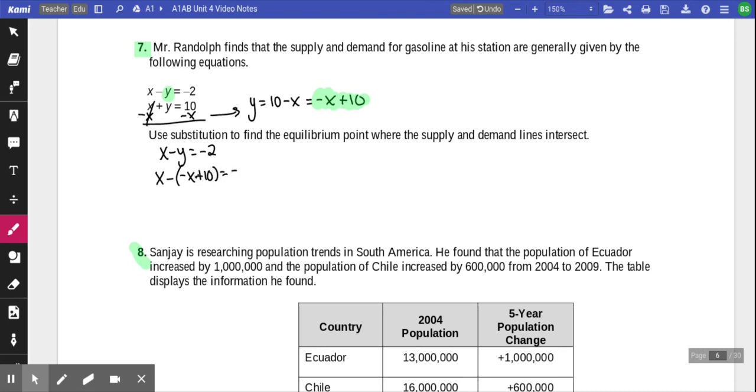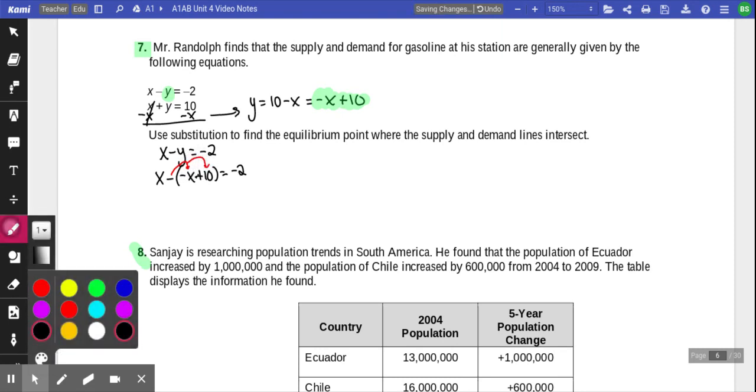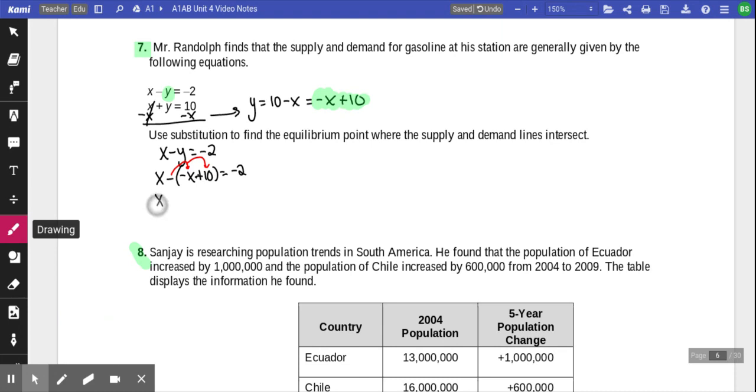It's equal to negative 2. So this is why it's so crucially important to plug in with parentheses, because we are subtracting this entire value of y. So we subtract the negative x and subtract the positive 10. So if we distribute that subtraction in here first, it's x plus x minus 10 is equal to negative 2, right? It's plus x because it's minus a negative x.